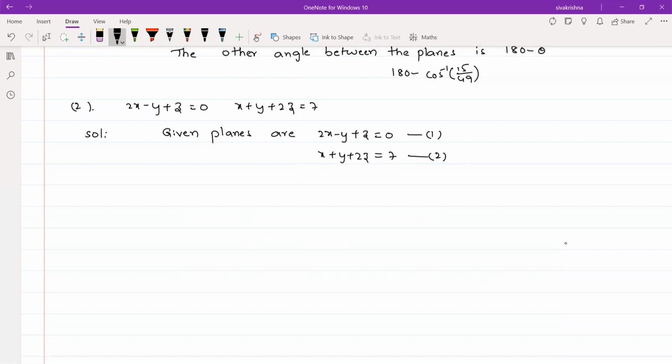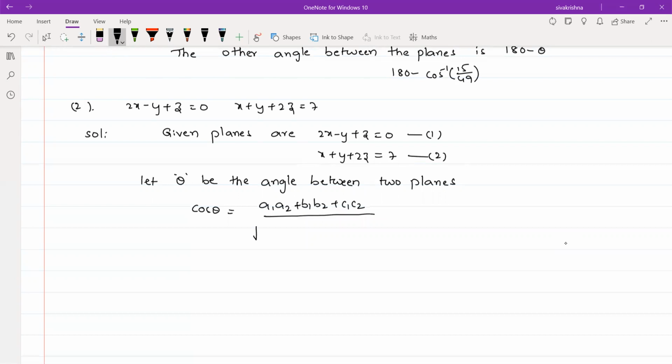Now let theta be the angle between two planes. Then we can write cos theta is equal to a1 a2 plus b1 b2 plus c1 c2 by root of a1 square plus b1 square plus c1 square into root of a2 square plus b2 square plus c2 square. This is the formula to find the angle between two planes.